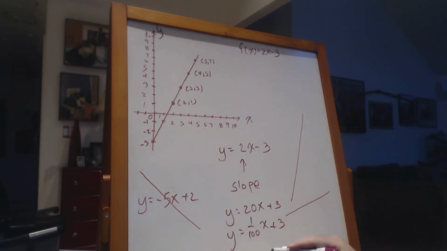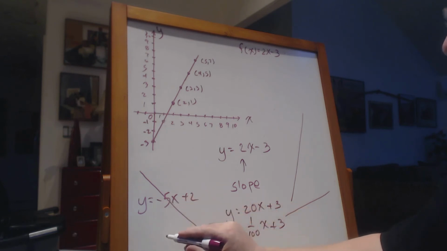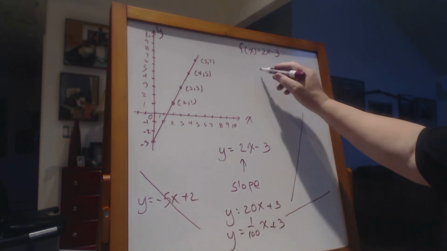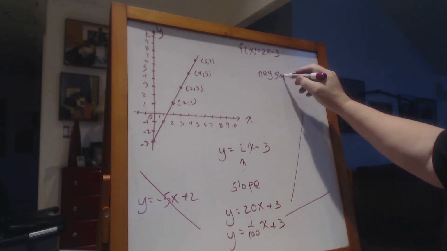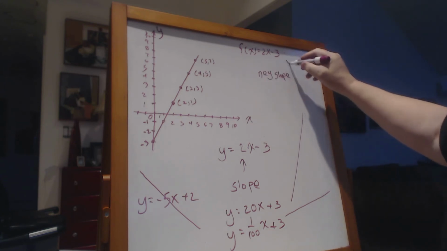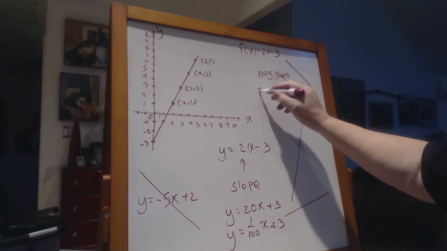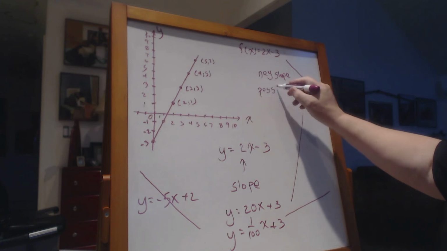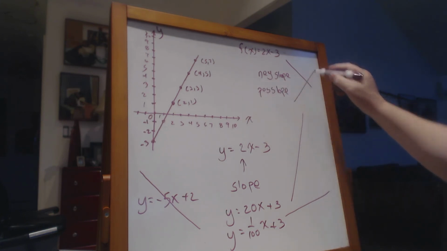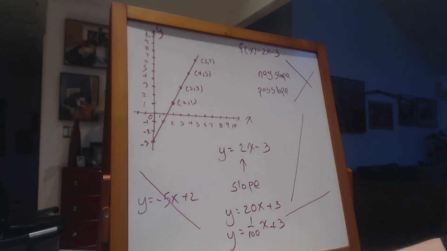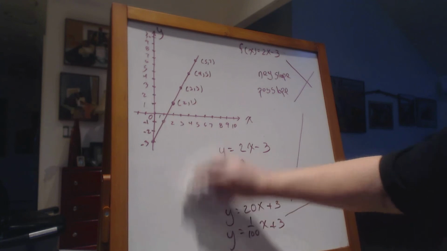So when the slope is negative, the line goes down from left to right. Positive slope, the line goes up from left to right. Just some basic principles to understand.